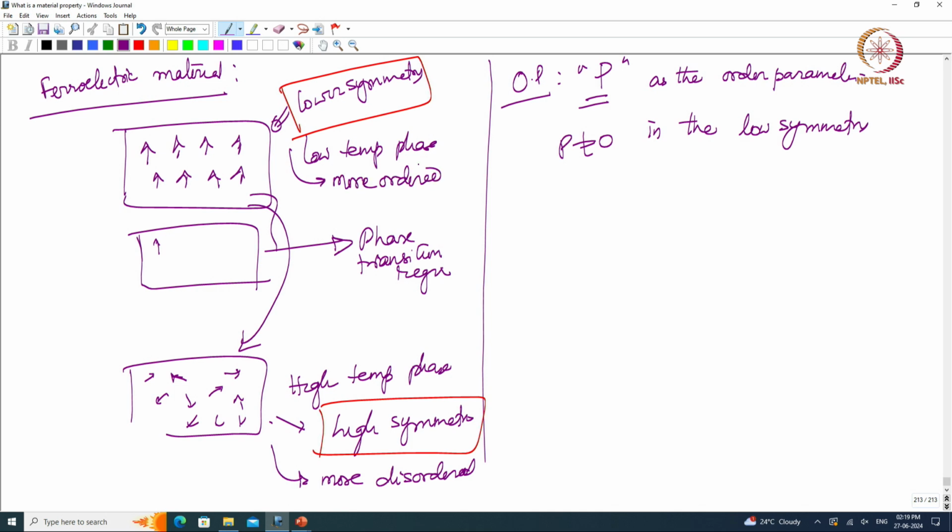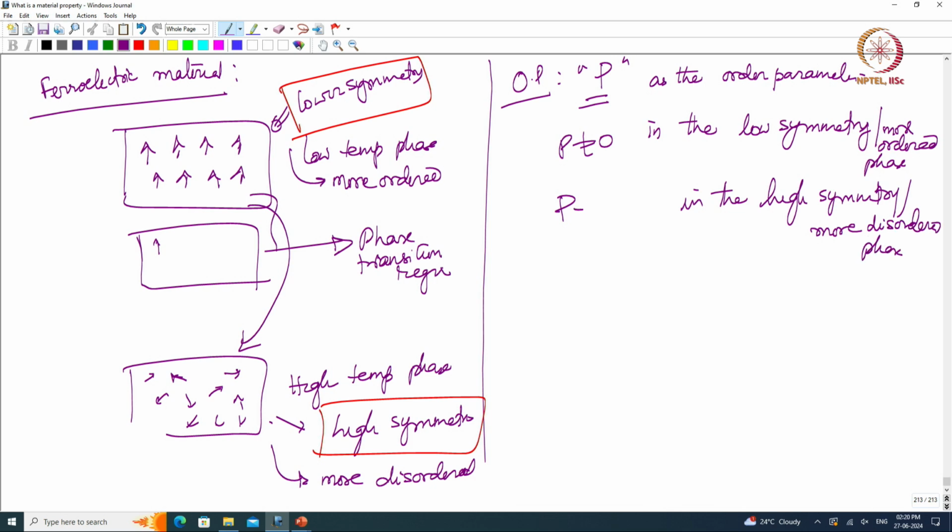So, obviously, P in the low symmetry or the more ordered phase is non-zero, and P in the high symmetry or more disordered phase is 0. So, this is a good choice of order parameter, because P is 0 in the high symmetry phase and P is non-zero in the low symmetry phase. So, typically I use this sort of a definition for any order parameter. The order parameter should be equal to 0 in a high symmetry phase and should not be equal to 0 in a low symmetry phase.